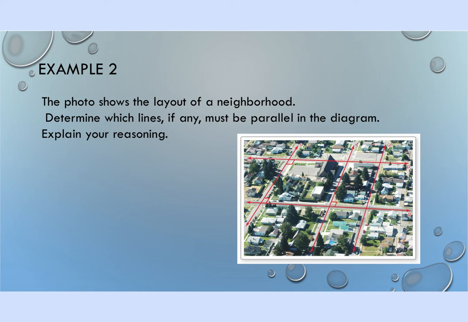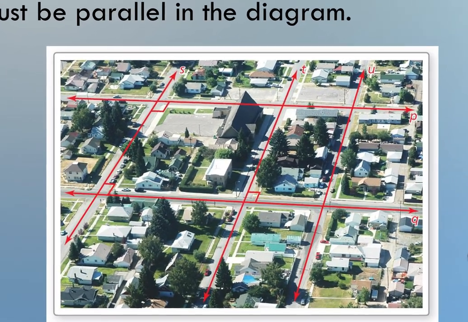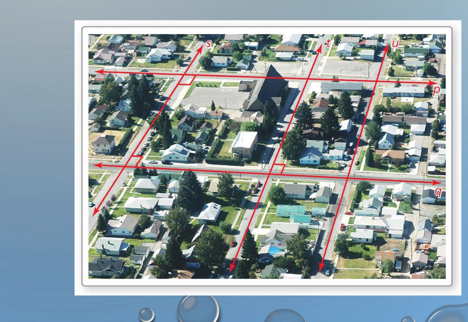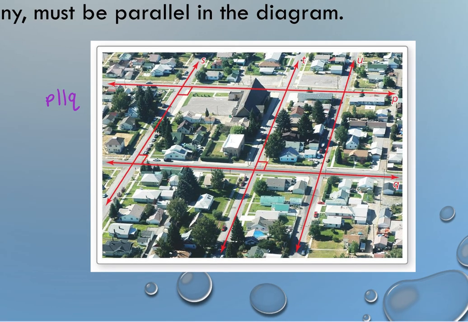All right, example 2 says the photo shows the layout of a neighborhood. Determine which lines, if any, must be parallel in the diagram and explain your reasoning. So give me some parallel lines. Yes, there are some, right? I know the names are hard to read, but at the top is S, T, U, and on the right is P, Q. Jonathan. P and Q are both parallel because they're both perpendicular to S. Okay, P and Q are both parallel because they are perpendicular to line S.